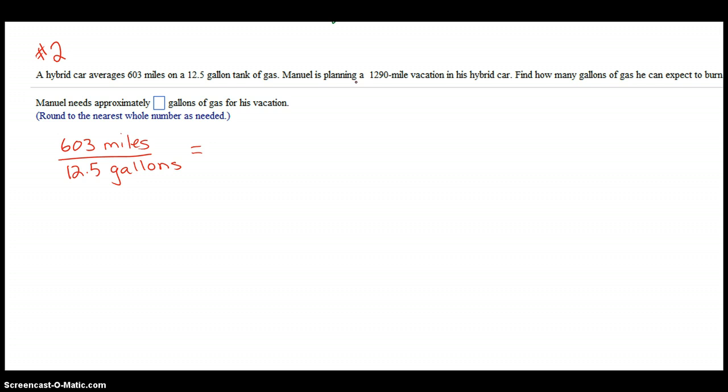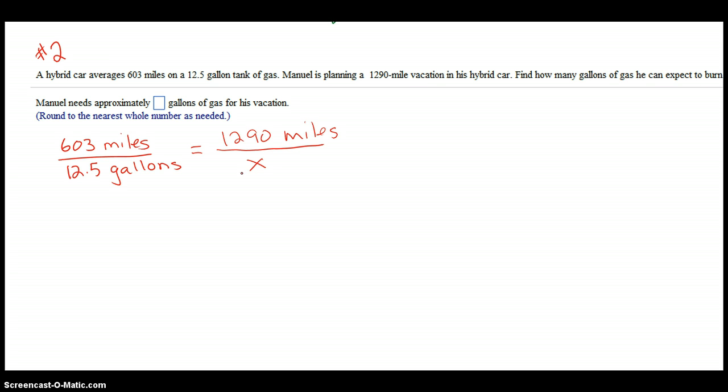Second sentence, Manuel is planning a 1,290 mile vacation in his hybrid car. So that's how many miles. So we know the miles have to be in the numerator. So that would be 1,290 miles. How many gallons? Oh, that's what we're looking for. How many gallons of gas can he expect to burn?